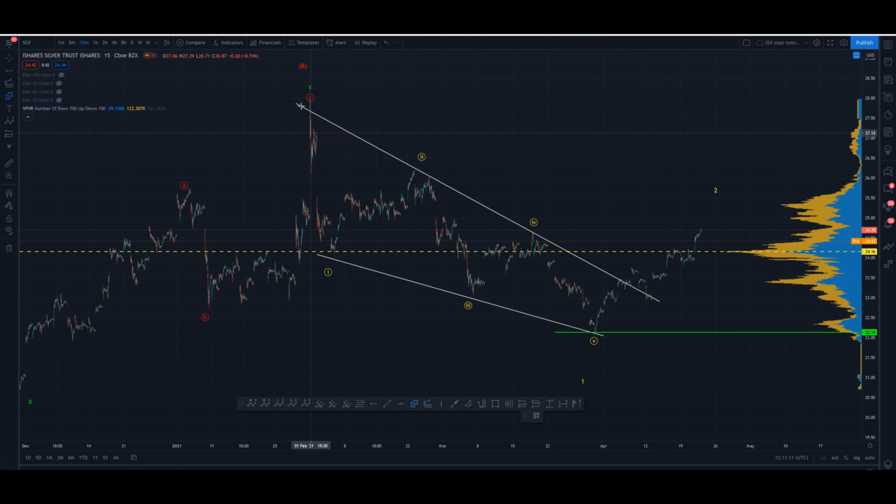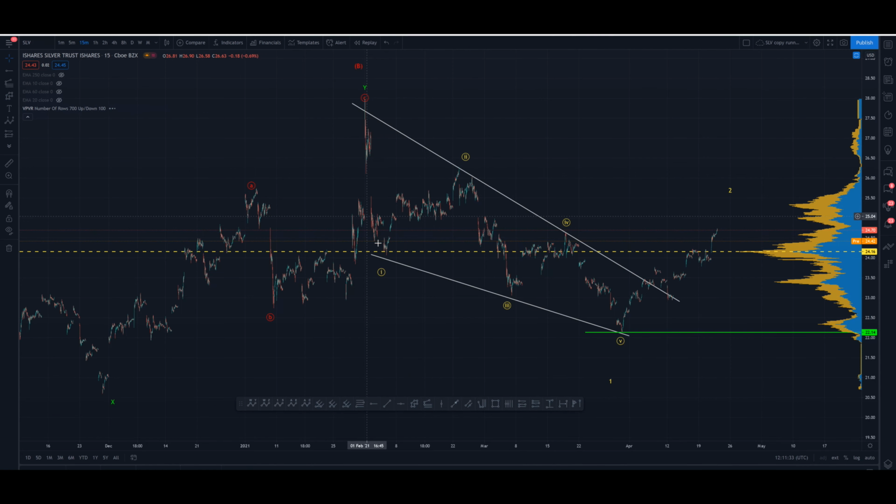Now, my personal take on the count is that I can see 5 waves in a 1. I can see 3 waves in a 2. I can see 5 waves in a 3, 3 waves in a 4, and I think 5 waves in a 5. So my personal bias, believe it or not, even with this breakout, is still a bit bearish.